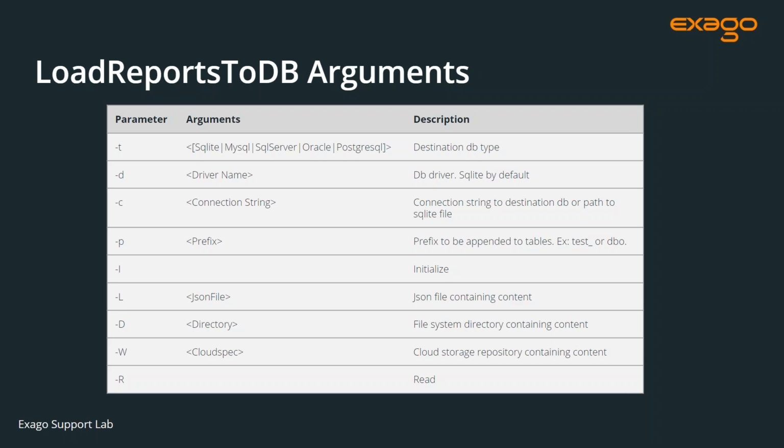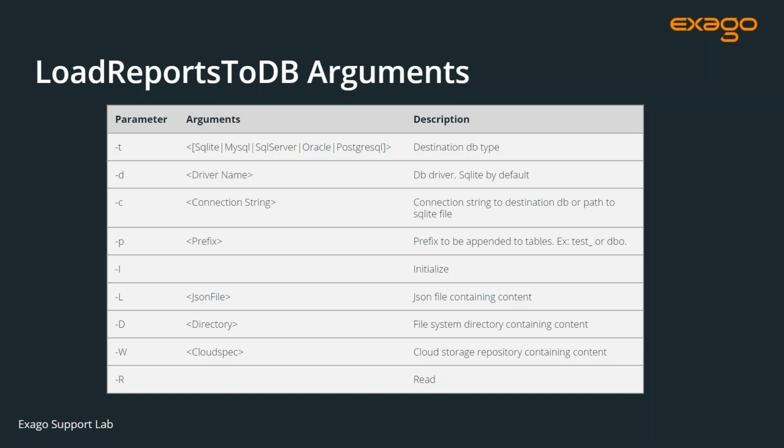Capital D followed by a directory will read from a file system directory and load the contents. Theme directories can also be read with this parameter. If you wish to read and load multiple directories, they must each be prefixed with their own capital D.